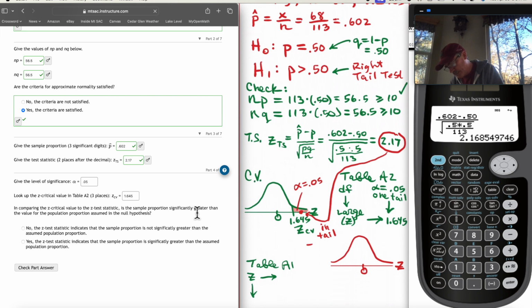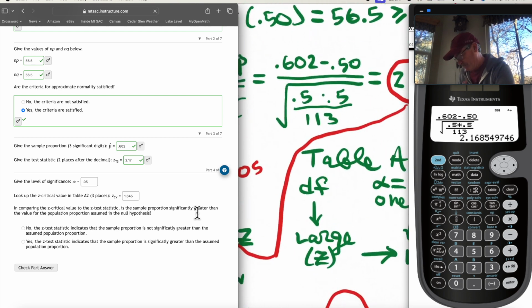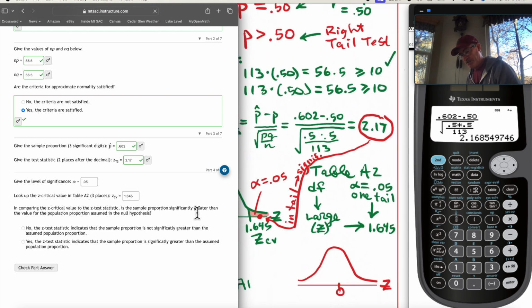Which makes it significant. I don't want to write that there. Hang on. I'm going to put it next to my arrow. So this one's in the tail, which makes it significant. Okay, and that's all I got room for.